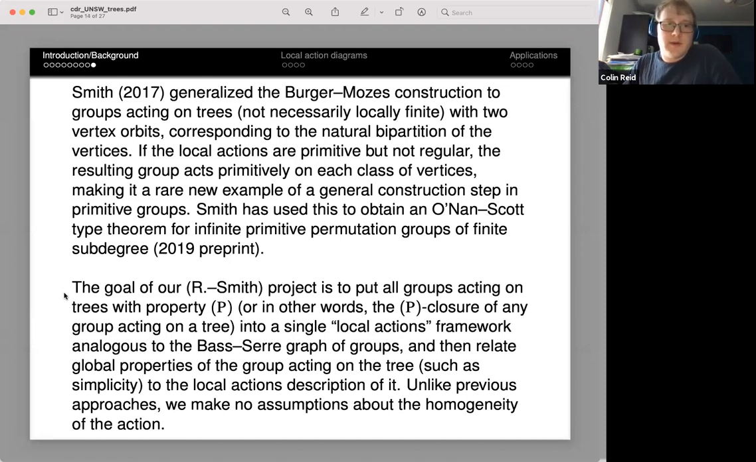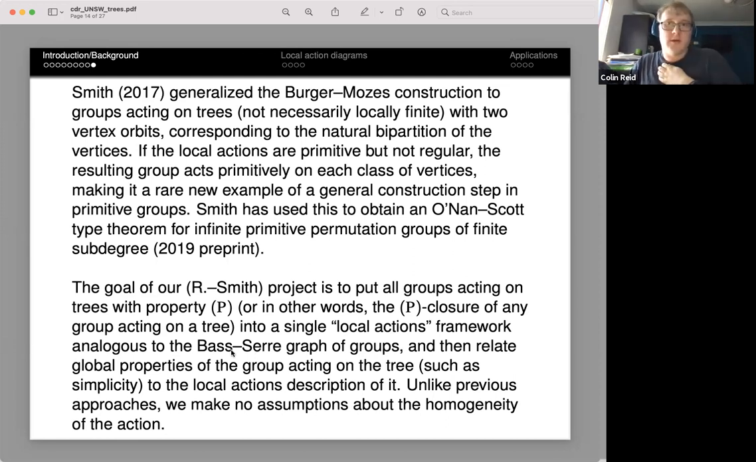Okay, so what's our motivation? We've got all these groups acting on trees with property P, or if you like, groups specified by their local actions acting on trees. And we want to put them all into a single framework without making any assumptions about how the group acts on the tree other than property P.